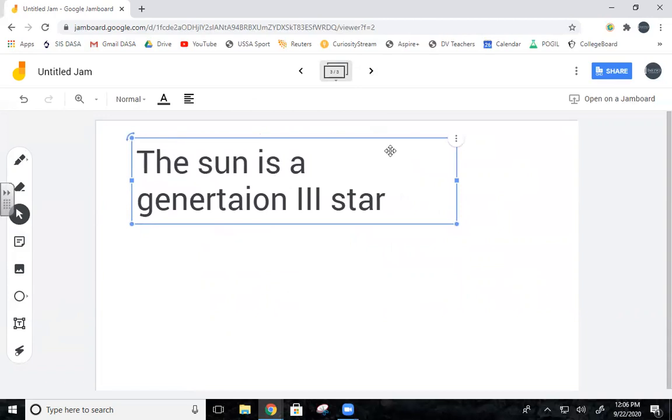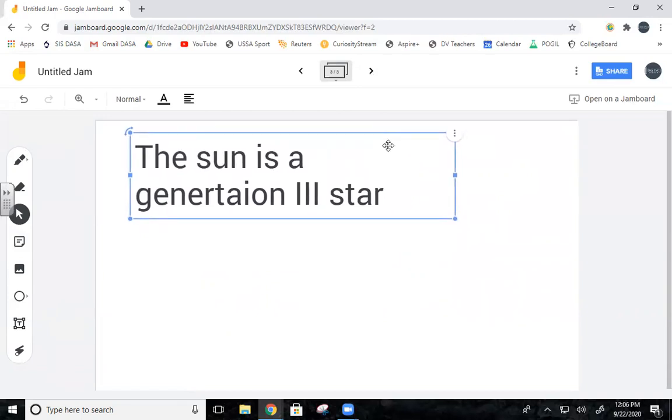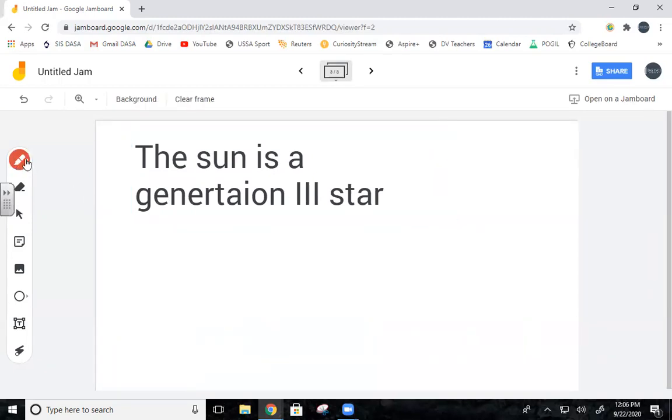Okay, the sun is a generation 3 star. What does that mean? Well, it is the third generation of star. So the first generation, we had some stars.